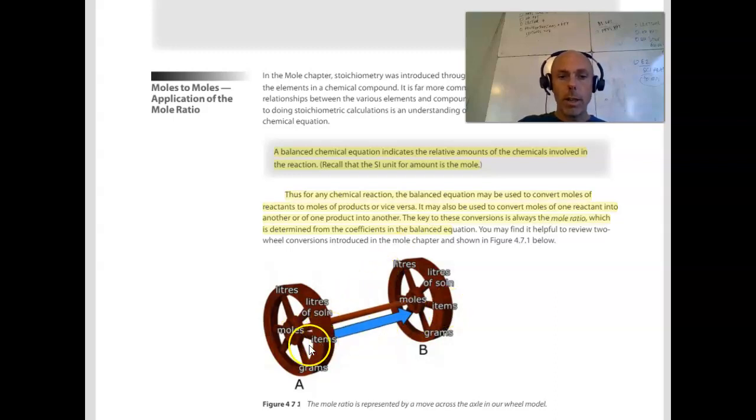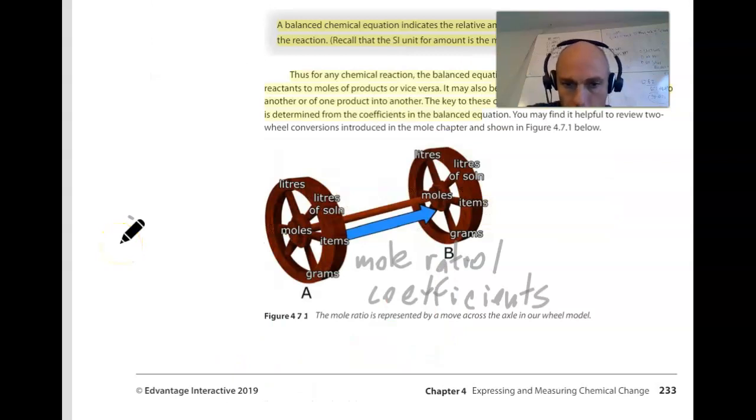And if we look down here at our mole wheel, and we acknowledge that going from A to B means going from one substance in a chemical reaction to another substance, from a reactant to a reactant, a product to a product, a reactant to a product, whatever it is, it's the mole ratio or the coefficients that do that. You can see I've written that there in my fancy handwriting: to go from one substance in a chemical reaction to another, A to B, we use the mole ratio or the coefficients.